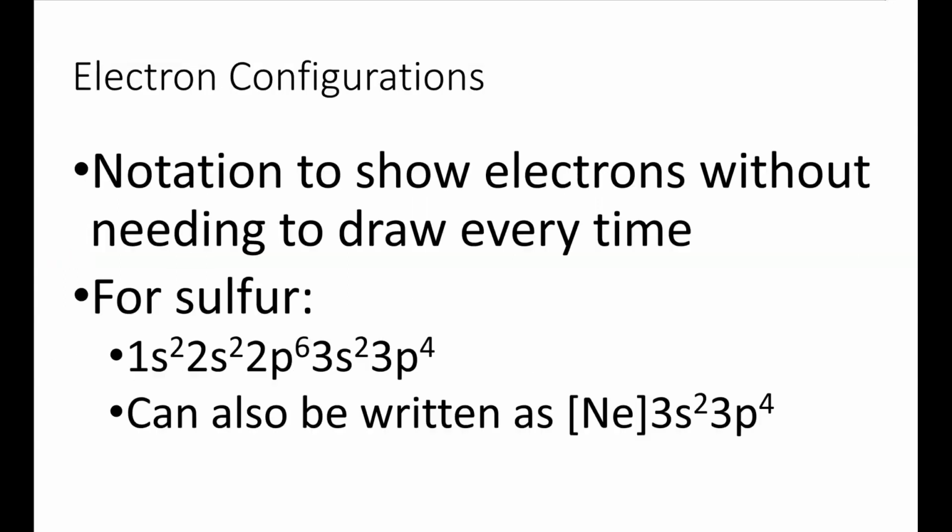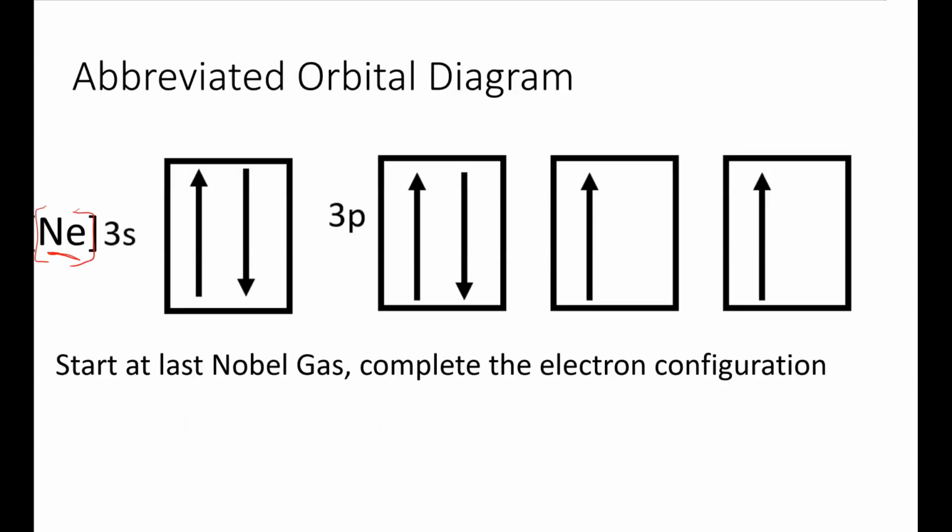Now, most of the time, we don't want to have to draw out the entire orbital diagram, so we have this shorter notation, electron configurations. So for sulfur, the electron configuration is 1s2, 2s2, 2p6, 3s2, 3p4. And the way we get that, I'll go back to my orbital diagram.